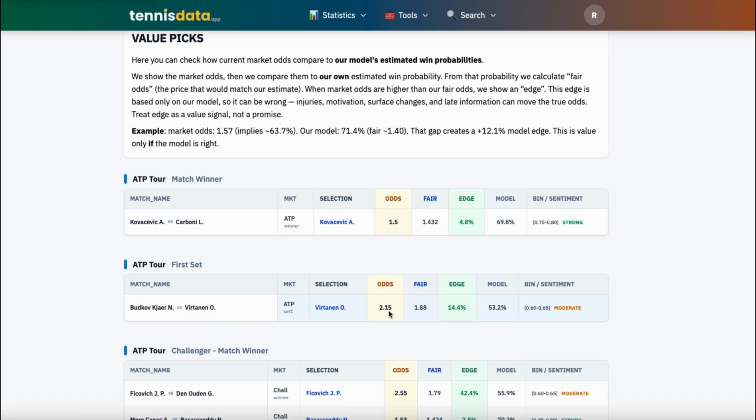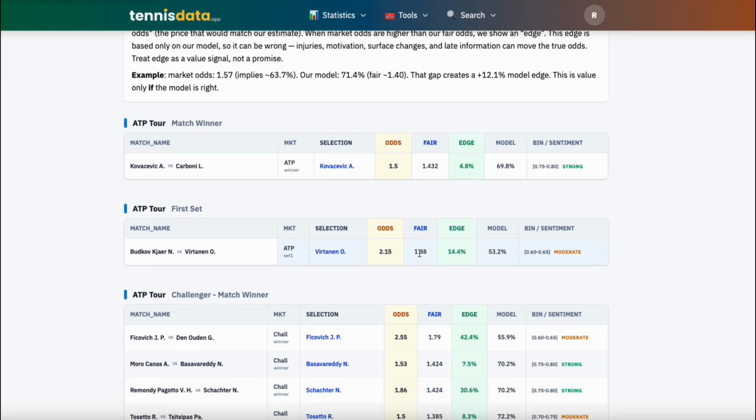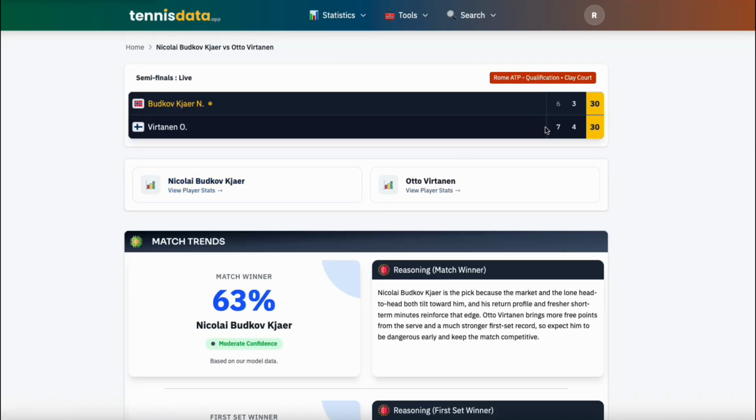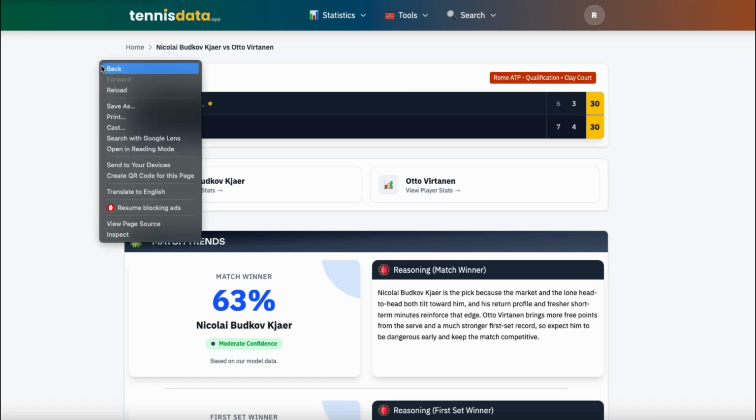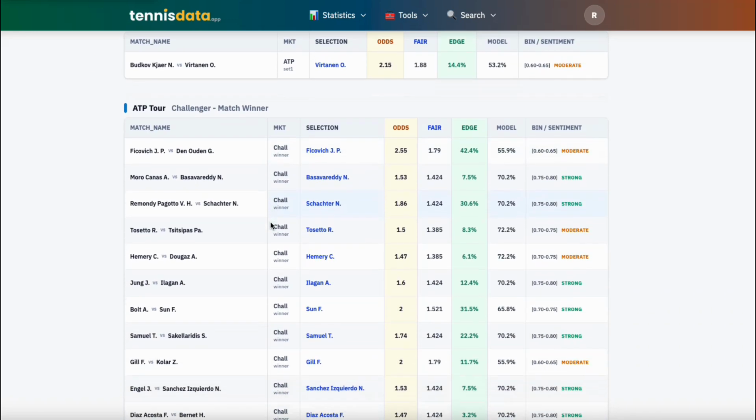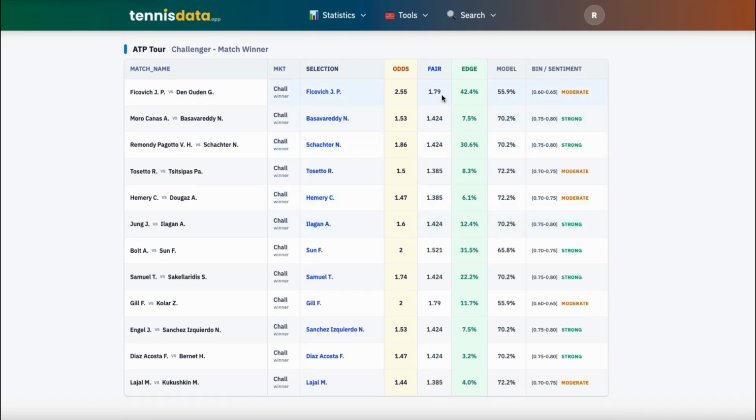For example, here we can see that Virtanen was the underdog to win the first set, with market odds of 2.1. But according to our model, his odds should have been closer to 1.8. That means the market was offering a higher price than the model believed was fair. And if we look at the match result, we can see that Virtanen did indeed take the first set. When the market offers higher odds than our model's estimated fair odds, that may indicate a possible edge. Those selections are shown on the Value Picks page.